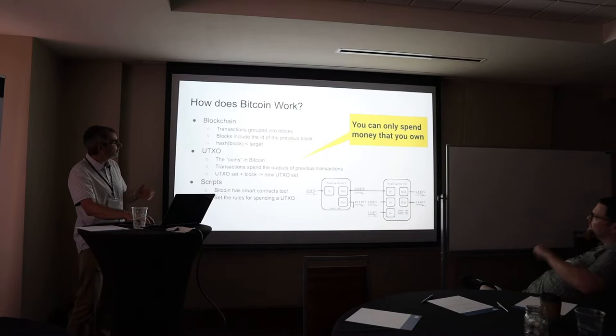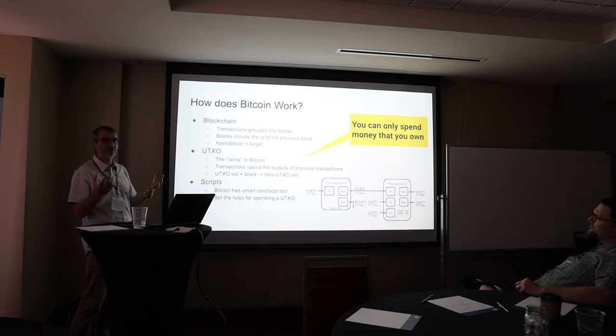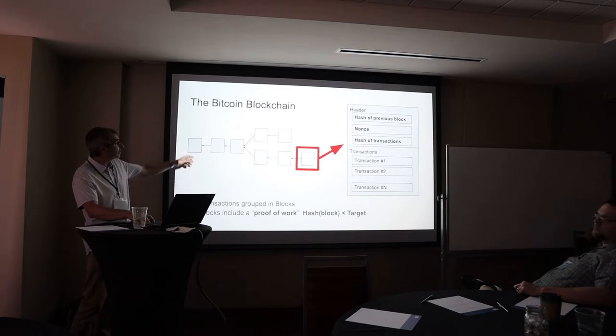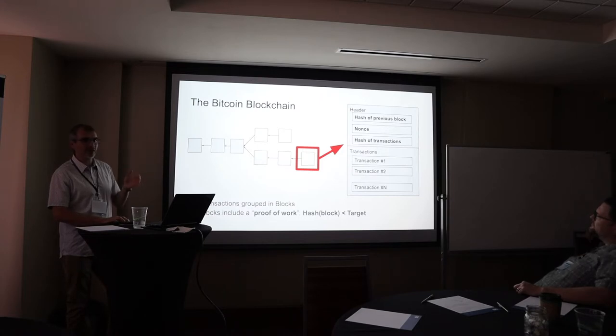So the blockchain, basically all these rules are made to be sure that you only spend money that you own, that you control with the private key. The blockchain is very easy. If I'm too slow or too quick, just tell me, and if you have questions, just raise your hand. You have block headers that include the hash of the previous block, like a linked list, the hash of the transactions in the block, and a proof of work. The proof of work in Bitcoin is very simple: the hash of a block has to be below a given target.